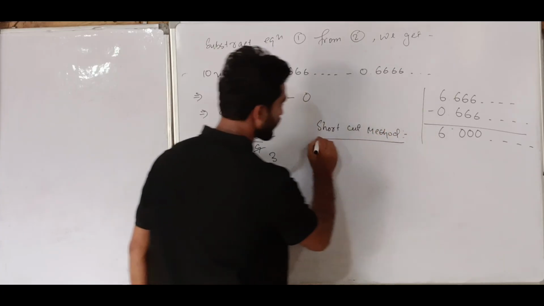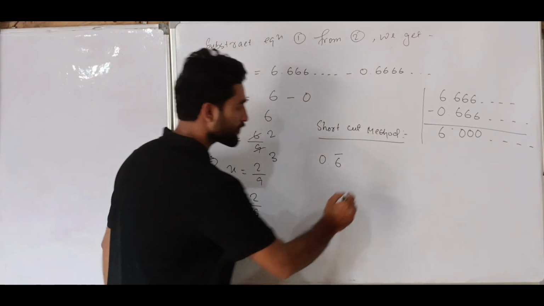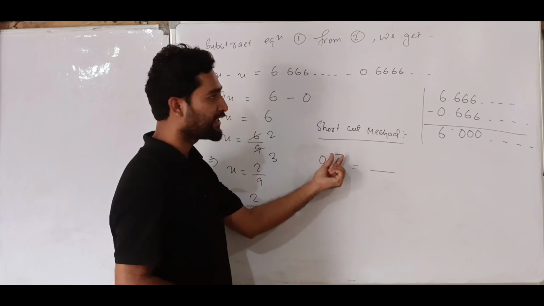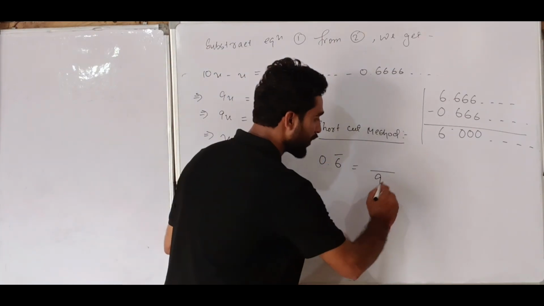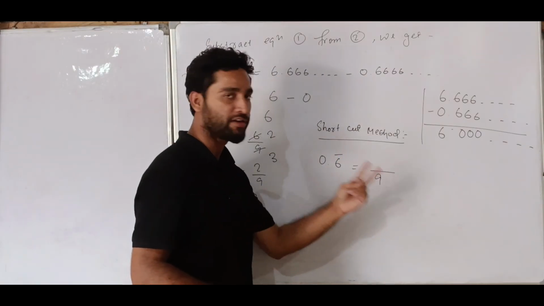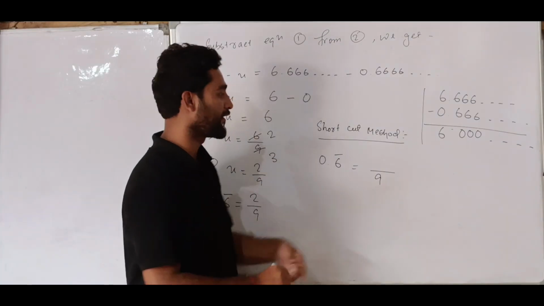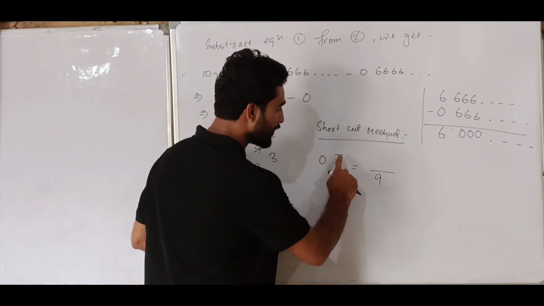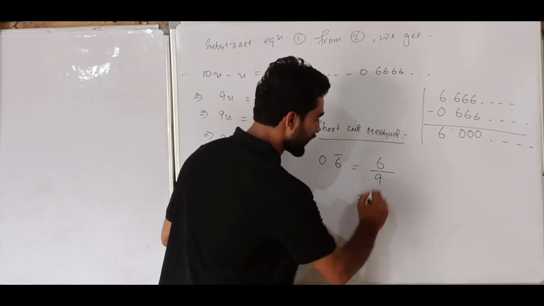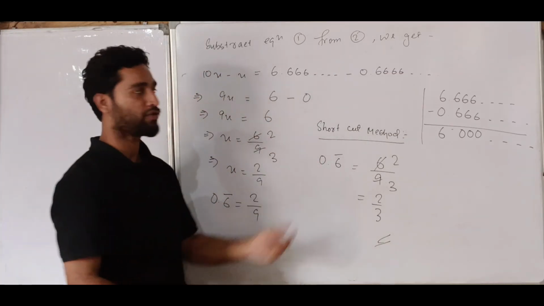Shortcut method. See 0.6 bar. If above one digit a bar is there, then in the denominator we write 9. If above two digits a bar is there, we write 99. If above three digits a bar is there, we write 999. Whatever numbers are left, we write in the numerator. So this will be 6 by 9, that is 2 by 3.